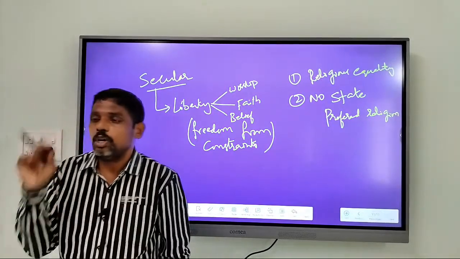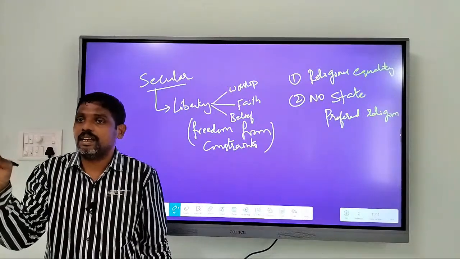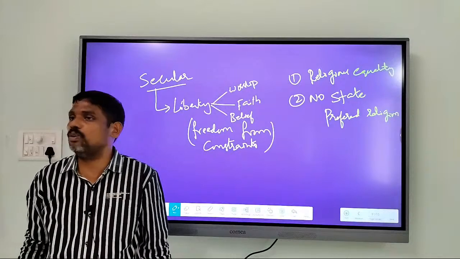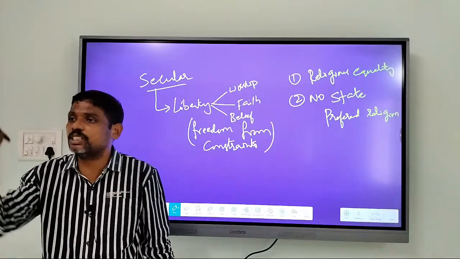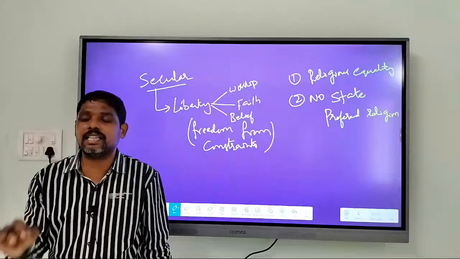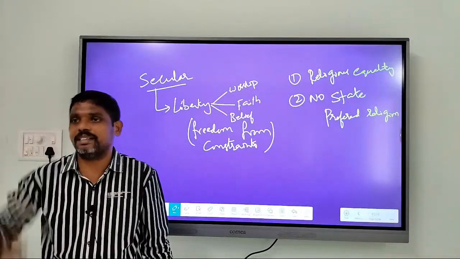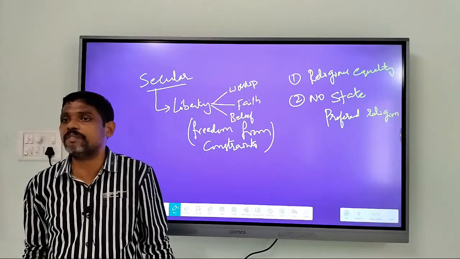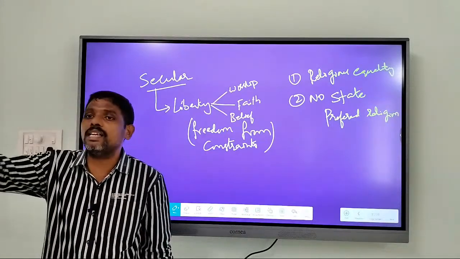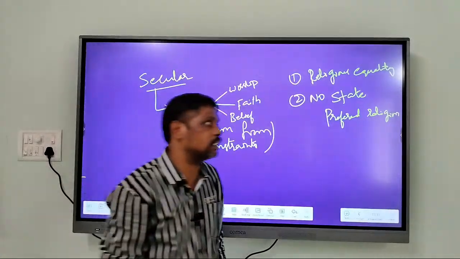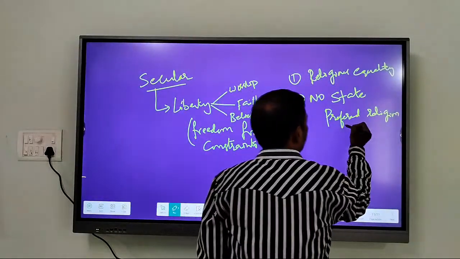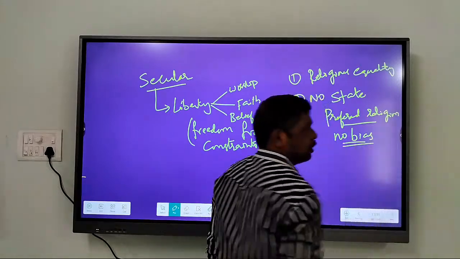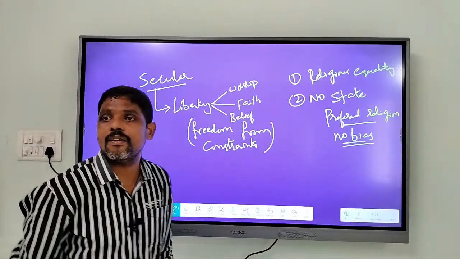If you take India, do we have any religion as a prefix before the name of India? No. No religious prefix is used in India. We simply call ourselves a democratic republic. So there is no preference given to any religion. So all the religions are equal. No state preferred religion, no bias to any religion.